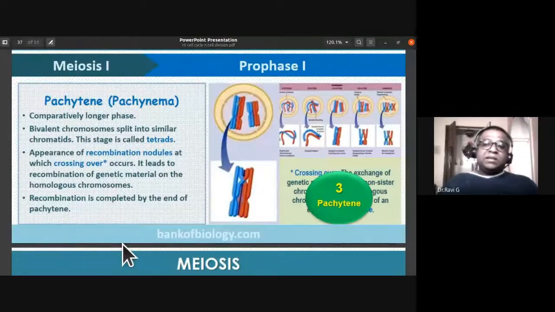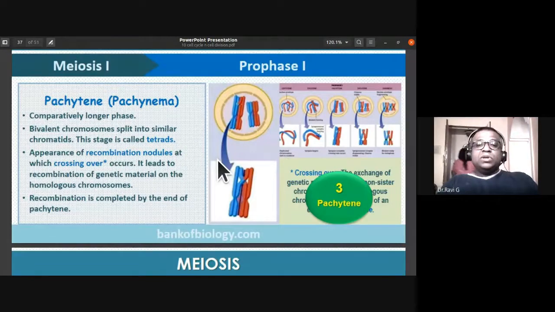So the pachytene stage is the third phase. It is a comparatively longer phase. The pachytene stage is also called pachynemia. The bivalent chromosomes split into similar chromatids, which we call sister chromatids. This stage is called tetrad.